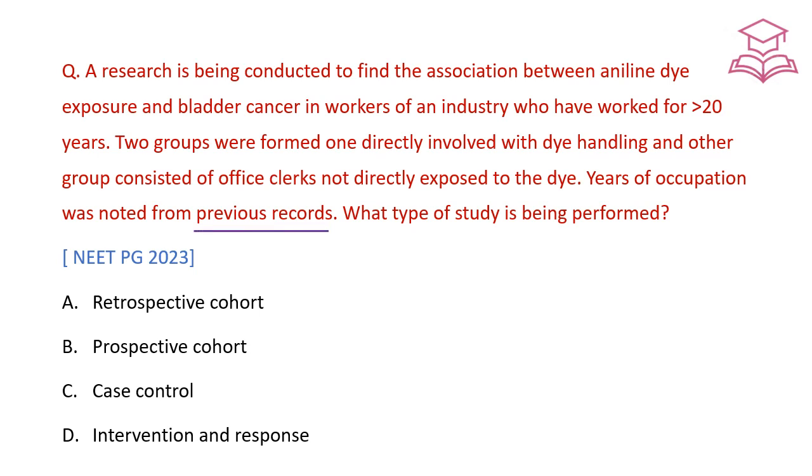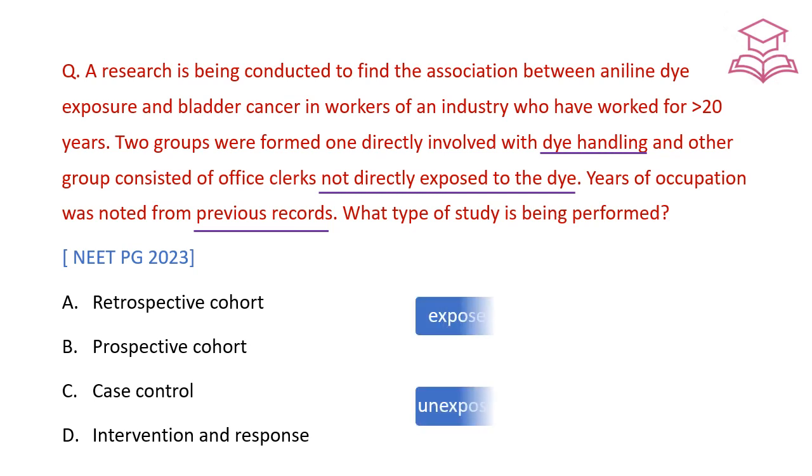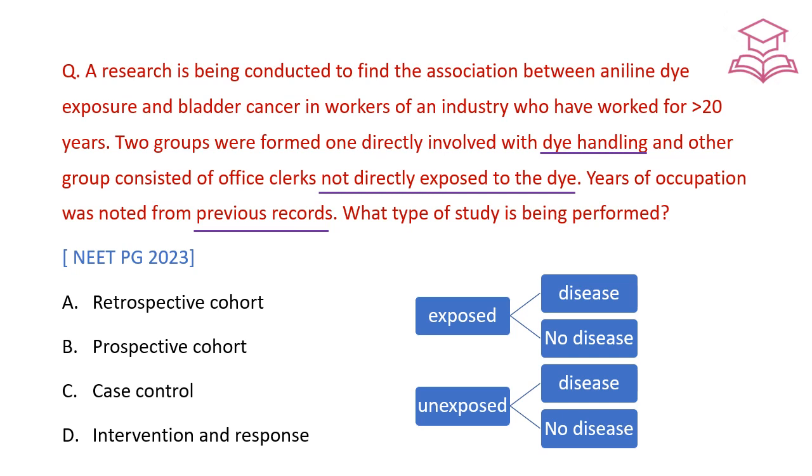The keywords are previous records and the two groups, one with dye handling and one not directly exposed to the dye. So the exposed and unexposed are there. They are developing the disease. Such forward-looking studies are cohort studies. But here the data is collected from the previous records. So study designs have been clearly mentioned in the YouTube video shown below.